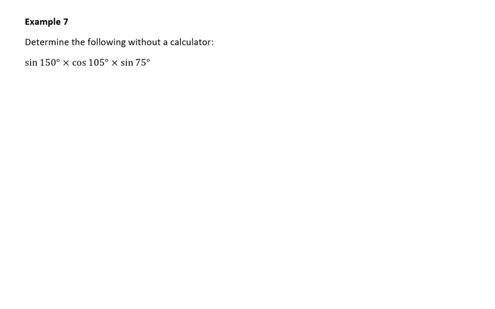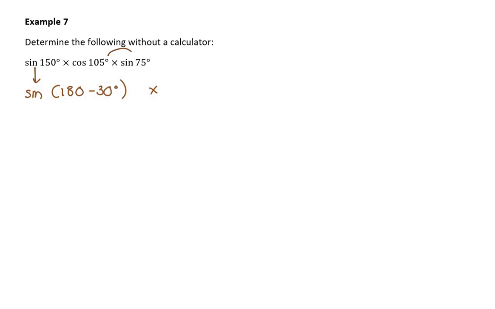Determine the following without a calculator. Sine of 150. Now that's good, because immediately I know I can do reduction. So I probably wouldn't bother writing this line, but just so you know, I'm going to do that. Cos of 105, well, 105 would be 180 minus 75. Now, that's not a special angle. It would be 90 plus 15. That's not a special angle.